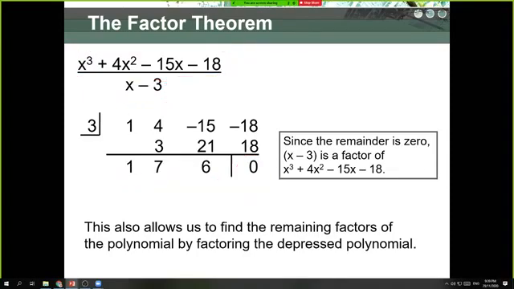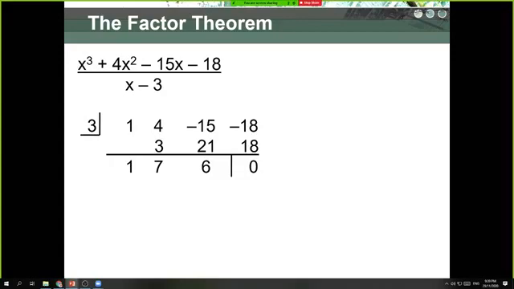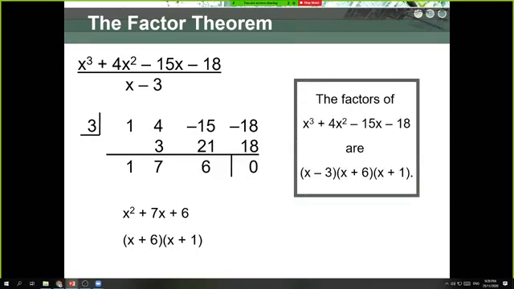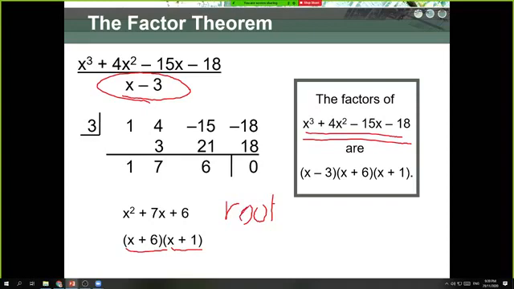And take note, we can also write this down as an expression. So writing that down as an expression, you will be having x squared plus 7x plus 6. And by doing factoring, you will have factors x plus 6 and x plus 1. So we now have the factors of this polynomial: x minus 3, x plus 6, and x plus 1. And I will introduce the word root or zeros.